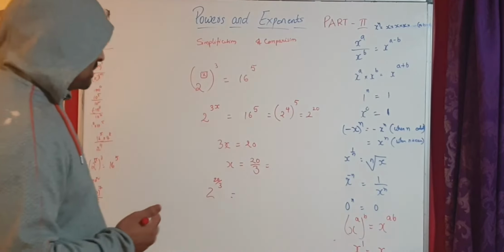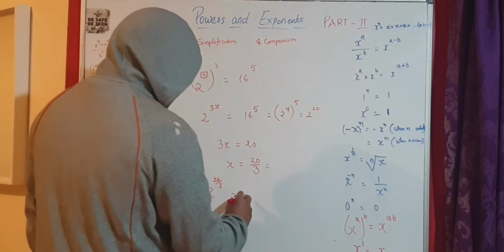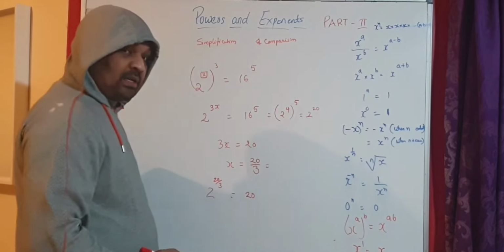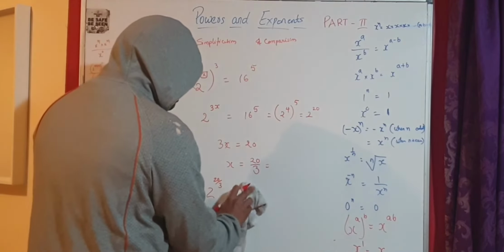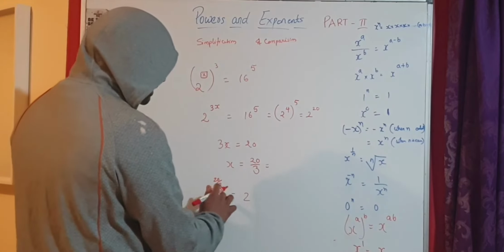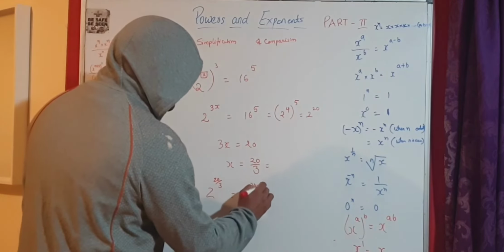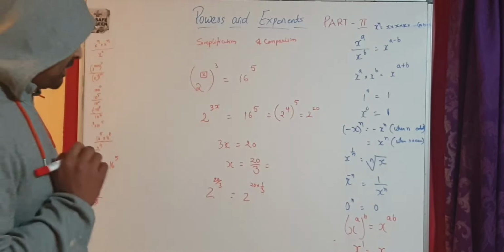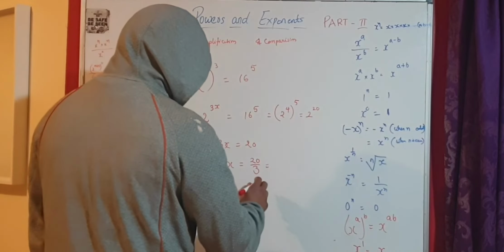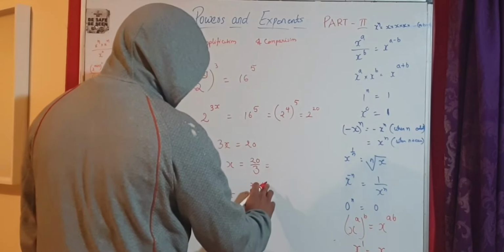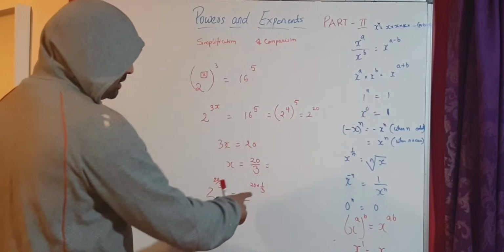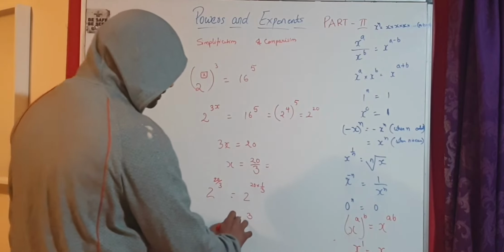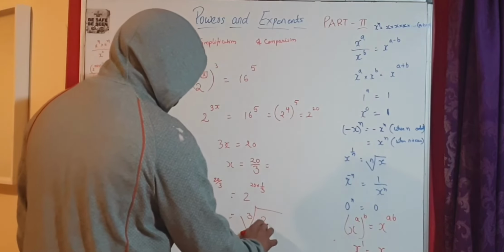Look carefully, 2 to the power of 20 by 3. This can be written as 2 to the power of 20 into 1 by 3, isn't it? Now, because of this 1 by 3 in the power, we can do this as cube root of 2 to the power of 20.